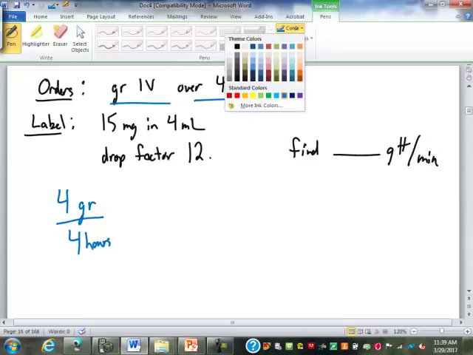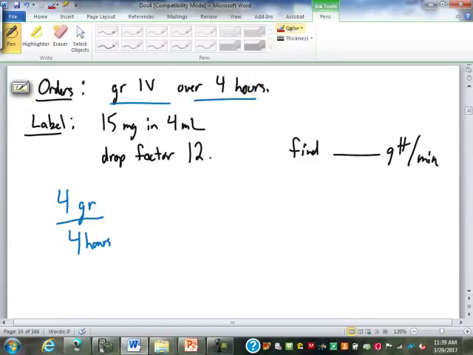using that. Now, if we wanted to, and what I would most likely do here, since that's 4 grains over 4 hours, I would reduce that before I even start and make that just 1 grain per hour. So then from there, we'll actually start the conversions, the dosage calculations. We are trying to get this into drops per minute. So we have to get somehow from grains to drops. And we have to get from hours to minutes.